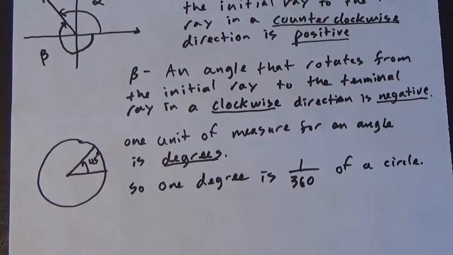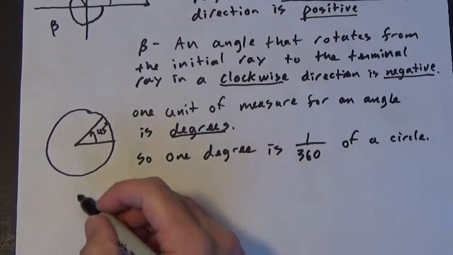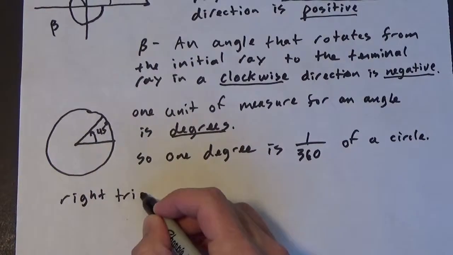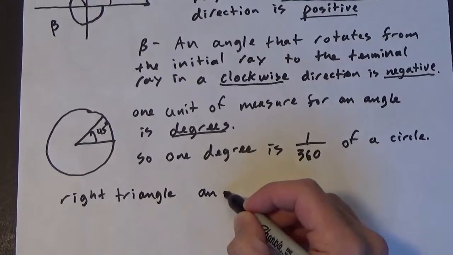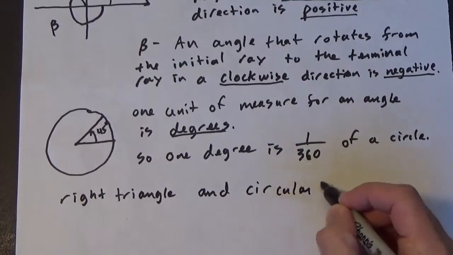In trigonometry, we essentially study two types of trigonometry. We have right triangle trigonometry, which we've already worked with, and then we have something called circular trigonometry.